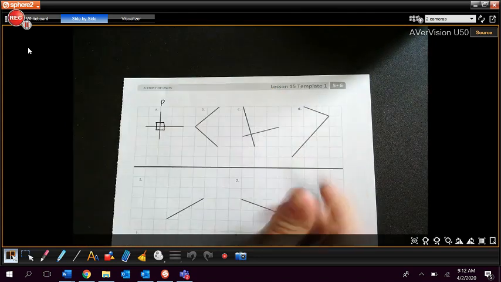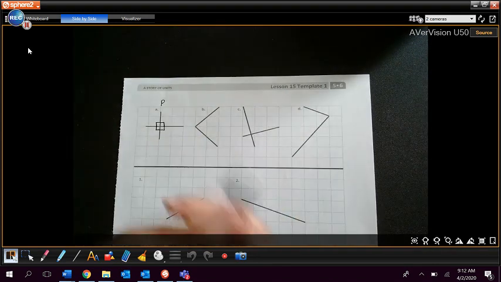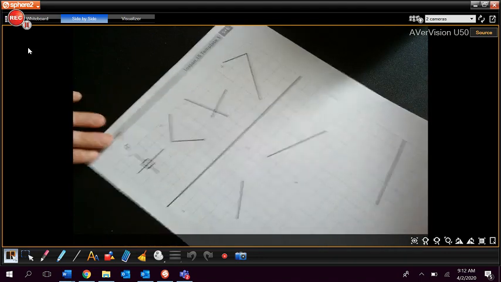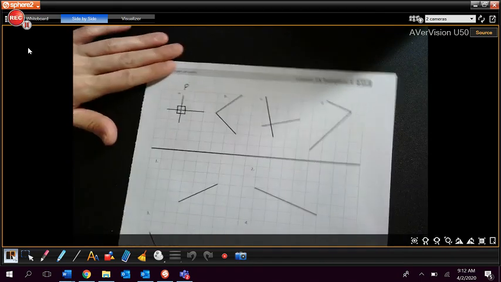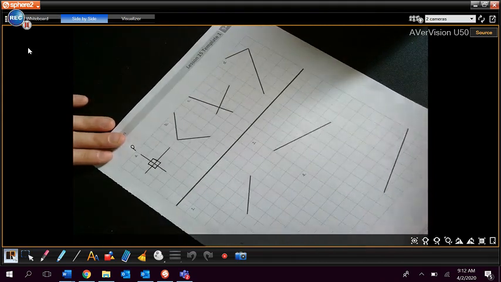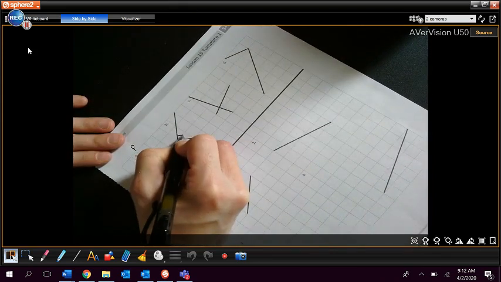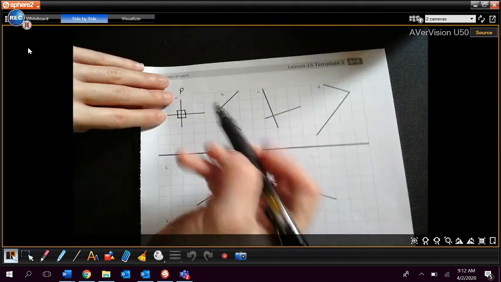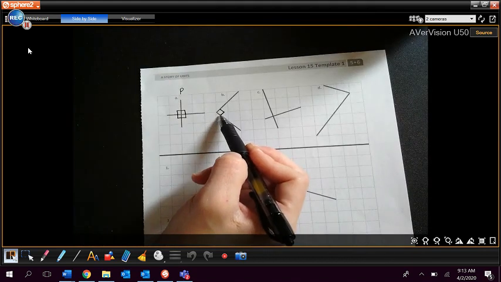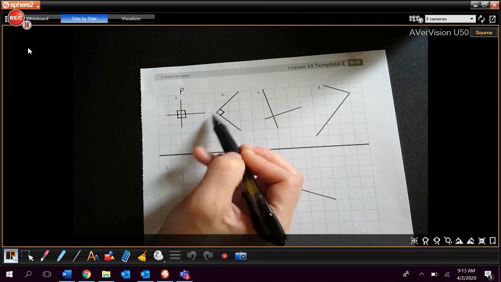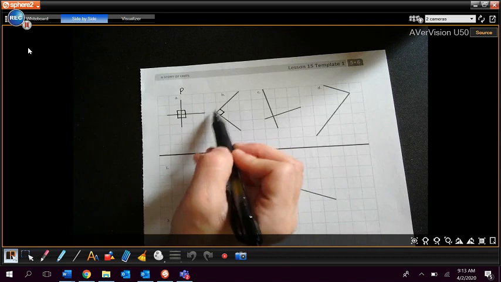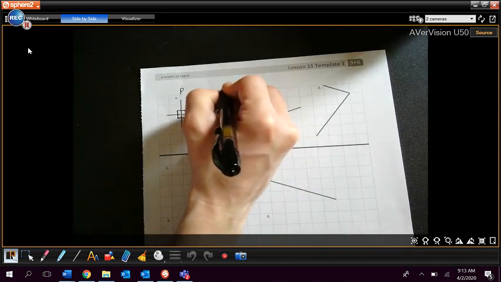So A was perpendicular. B, remember what you can also do, for example, here, you can always turn your paper around. If you're not able to do it like this, you can always turn it around. But as you can see, this also forms a right angle. Here we only see one, but remember, lines go on forever. So eventually, if this line goes on forever and this line goes on forever, it would form 4 right angles. So this right here is also perpendicular.